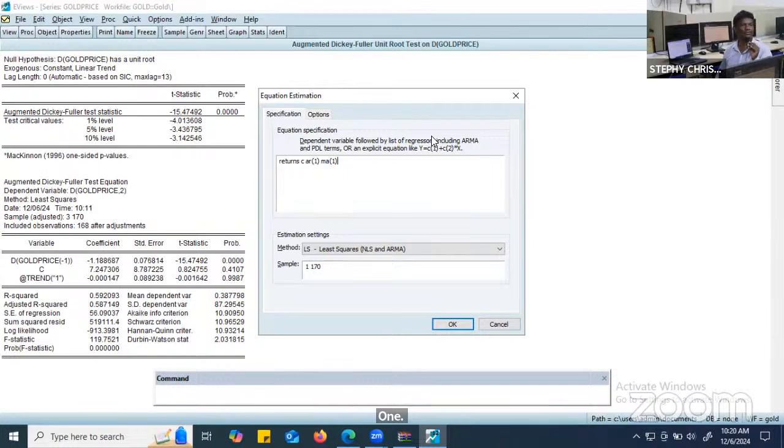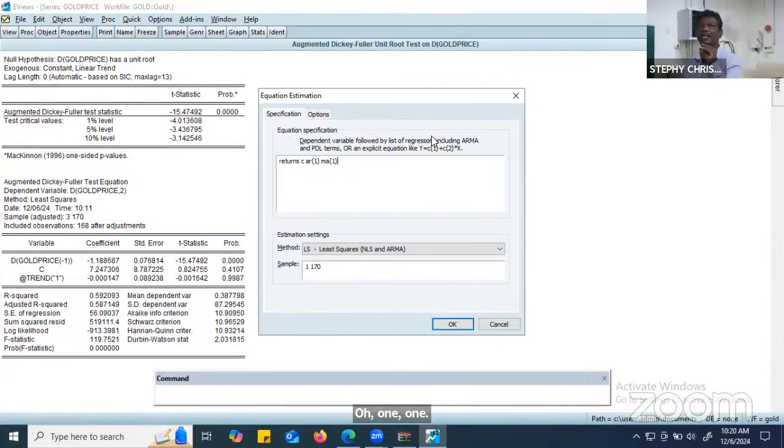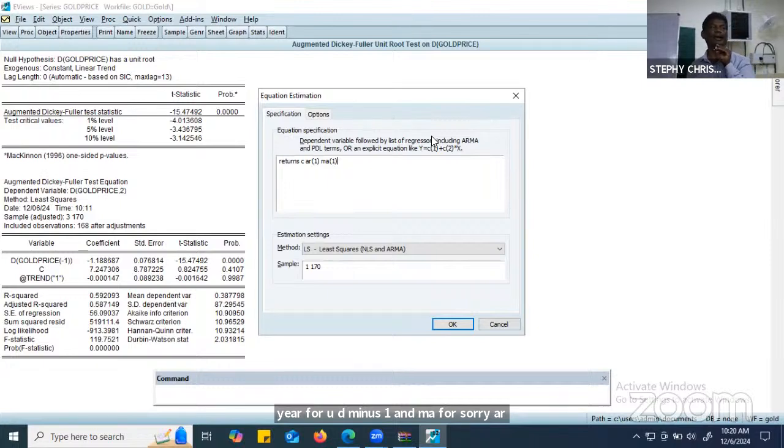You understand, no? AR is YT minus 1 and MA is UT minus 1. Yesterday I specified the equation.